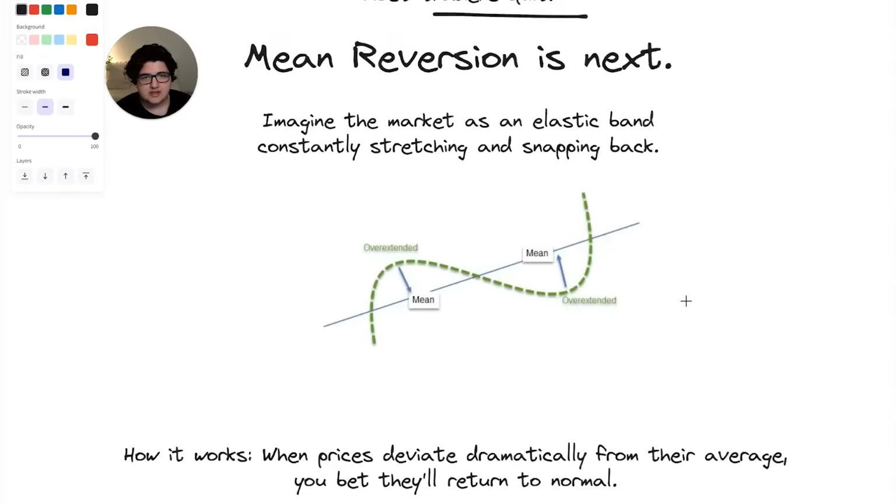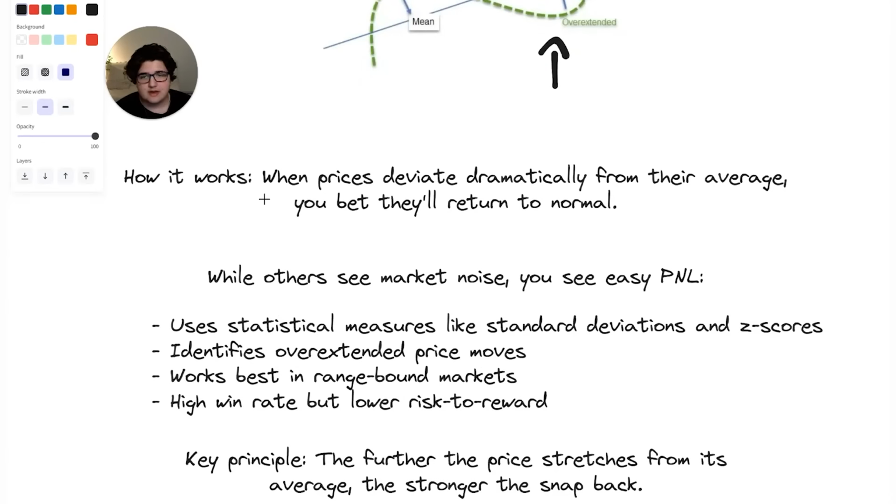Now, mean reversion is next. The best way I like to explain mean reversion is you want to think of the market as an elastic band, meaning that it is constantly stretching and snapping backwards. To give you an example of this, as you can see here is the mean, so the average, where you can get overextended peaks and you can also get overextended troughs, so just a low period between two highs.